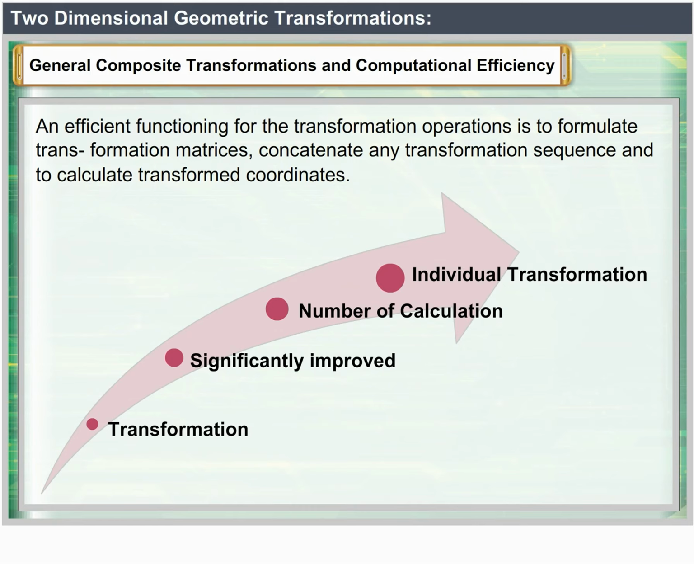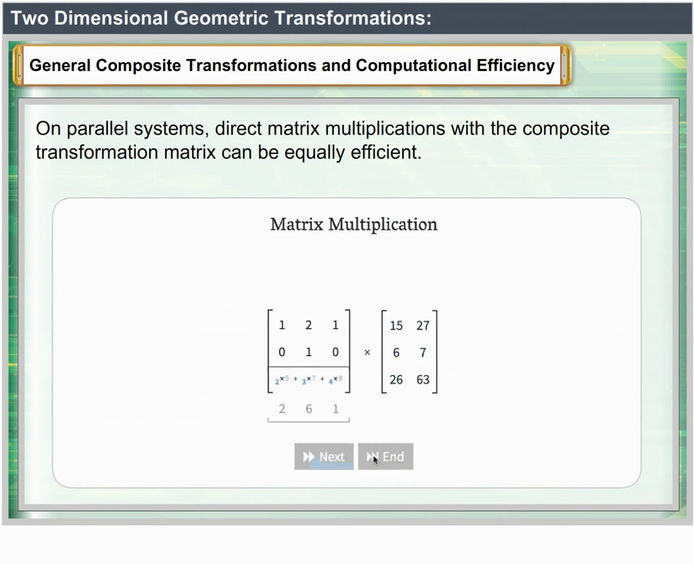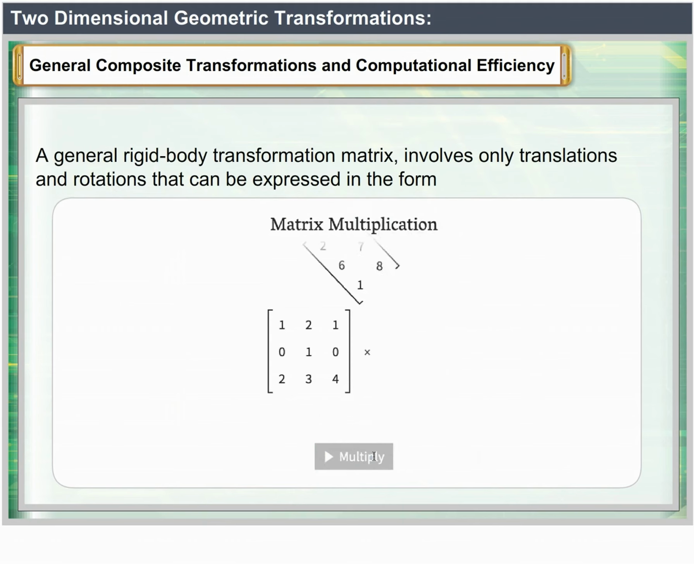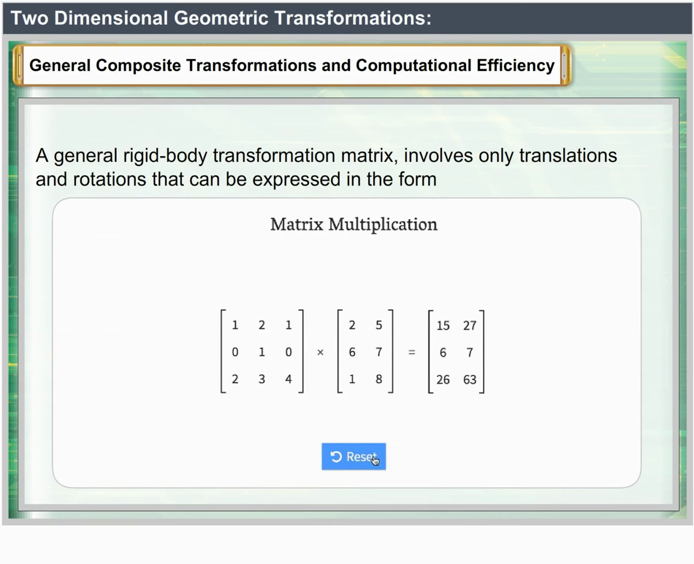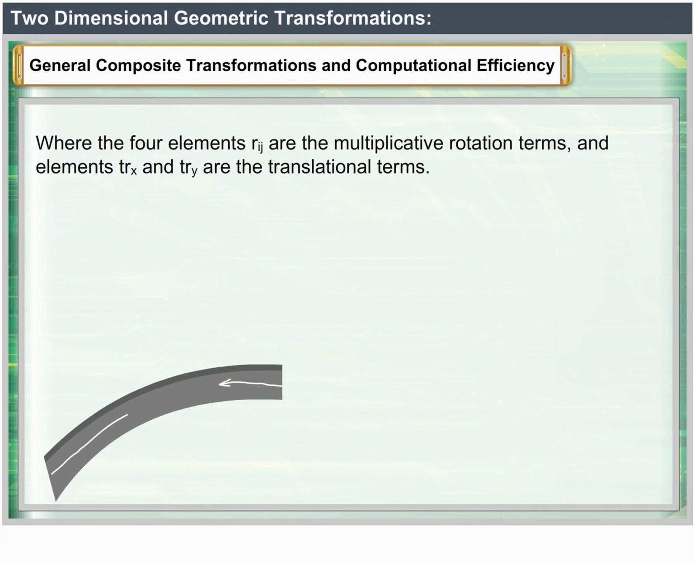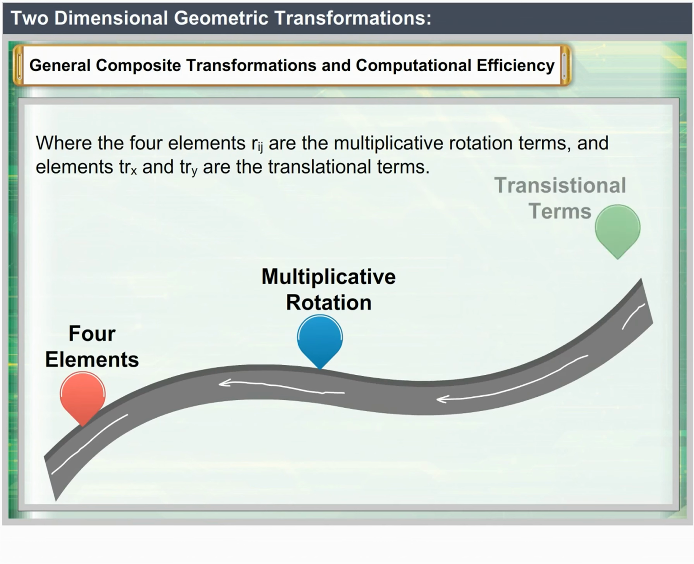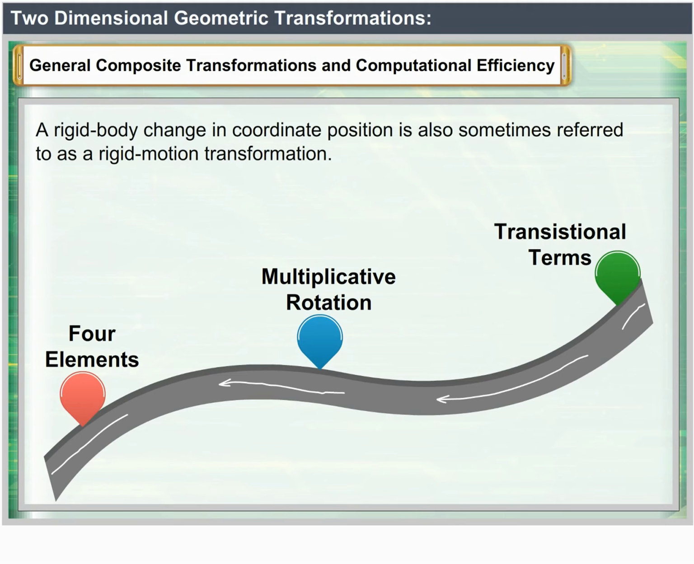A general rigid body transformation matrix involving only translations and rotations can be expressed in the form as shown on screen, where the 4 elements Rij are the multiplicative rotation terms and the elements Trx and Try are the translational terms. A rigid body change in coordinate position is also sometimes referred to as rigid motion transformations. All angles and distances between coordinate positions are unchanged by the transformation.